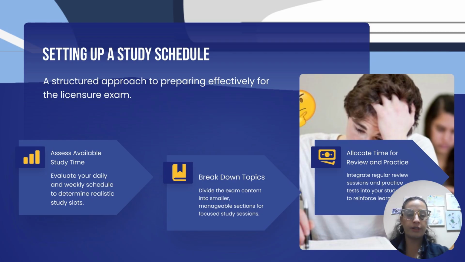Then the other thing that it says here, break down topics. Divide the exam content into smaller, manageable sections for focused study sessions. Allocate time to review and practice is the last slot. So break down topics is what I was saying. Maybe I, as a student, I need more focus on cardiovascular. And you got a sample schedule and it says we should study cardiovascular 2 weeks. But maybe I'm like, no, I need 4 weeks on cardiovascular because I suck at cardiovascular. Then make your schedule that way. That's what you need. Okay.